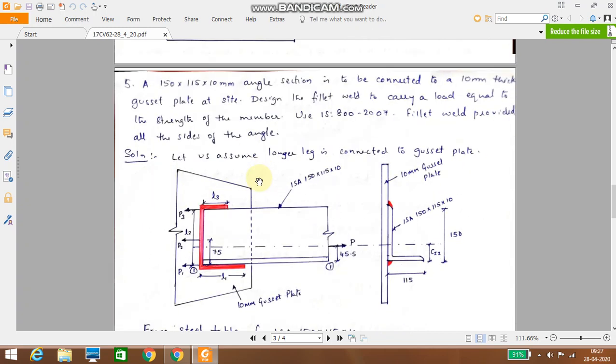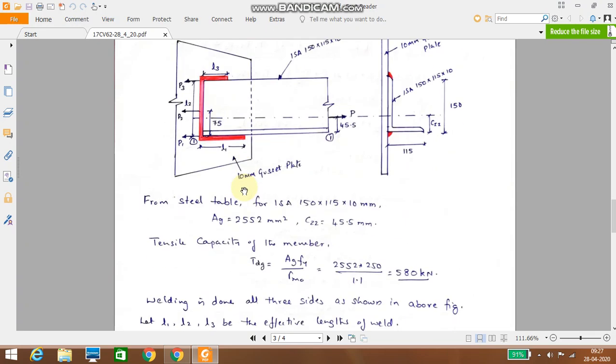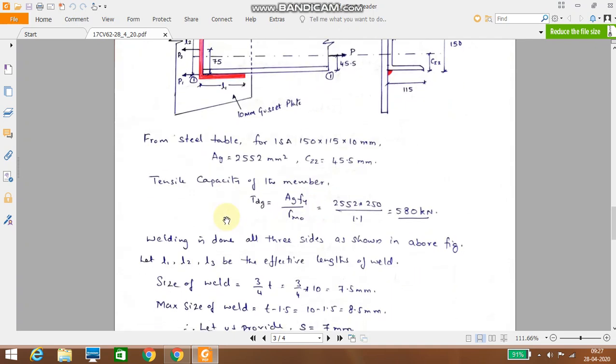So let us assume, always whenever you get an unequal angle section, you assume the longer edge is always connected to the plate. So here you can see the red color, that is the fillet weld. So L1, L2, L3 similar to the problem we have shown here also. So first of all, from the steel table you get the value of AG and CZZ. I have obtained them.